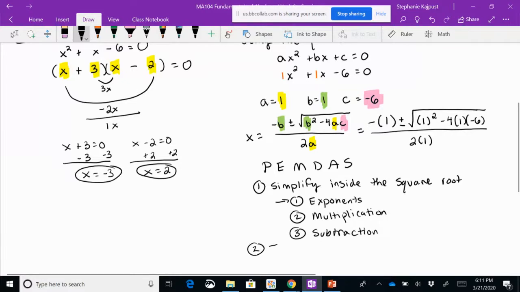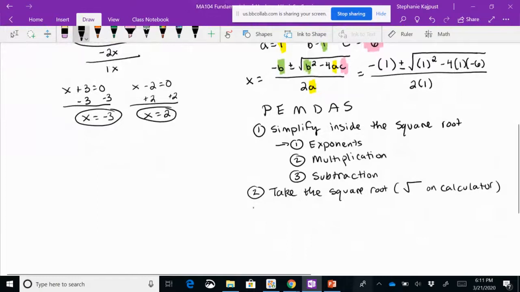And then what you will do is take the square root, using the button on the calculator. If it's not something you can do in your head, there is a calculator button for that. And then once you've done the square root, step 3 would be to multiply in the denominator.